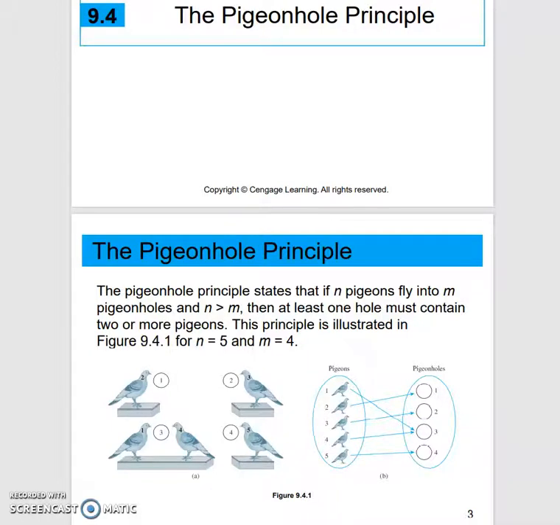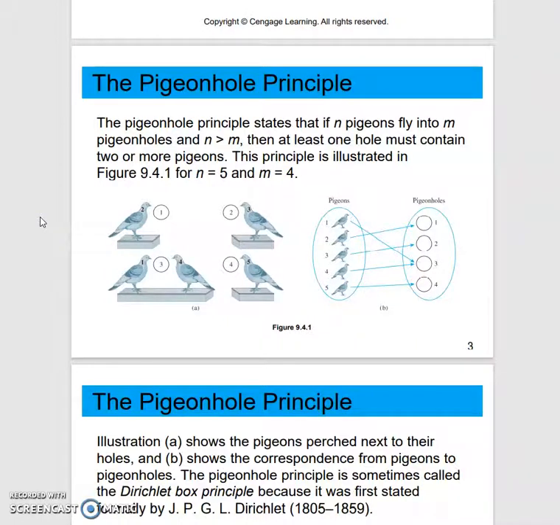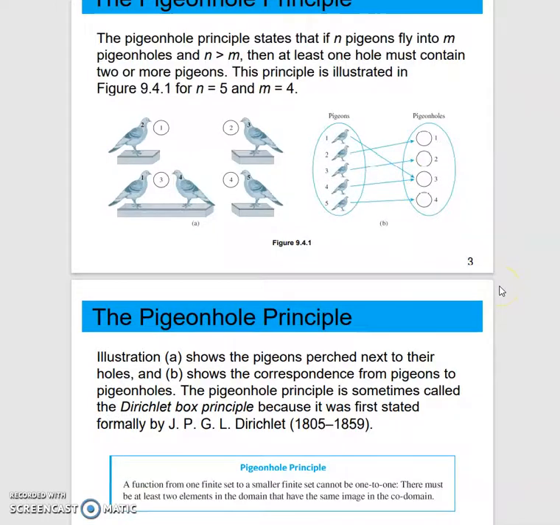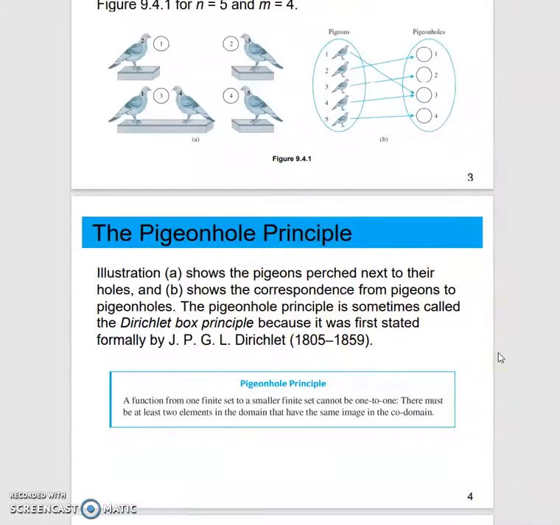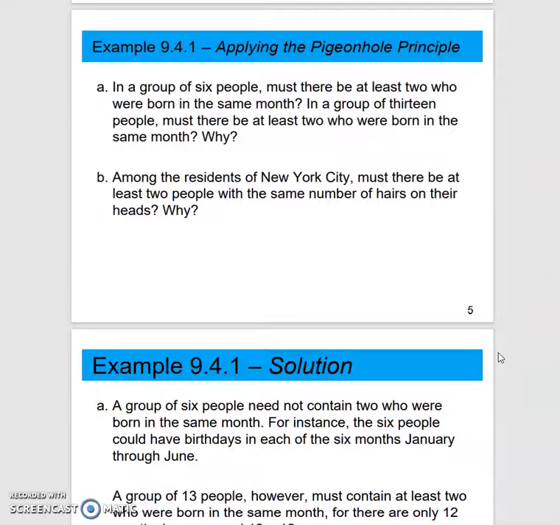Section 9.4, the pigeonhole principle. This problem was first come up with regarding pigeons, which is why we call it that. For example, we've got 5 pigeons, and there's 4 holes that they could go into. Well, that means that at least one of the holes will have 2 or more pigeons. And you can hear a little bit there about the detail of where that comes from. But this is a principle that we can use surprisingly often.